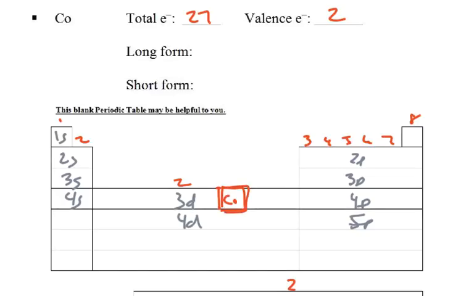So we're going to do cobalt. For the long form, we're going to do 1s2, 2s2. So we're getting this guy, this guy and this guy. 2p6. Then we go 3s2, 3p6.